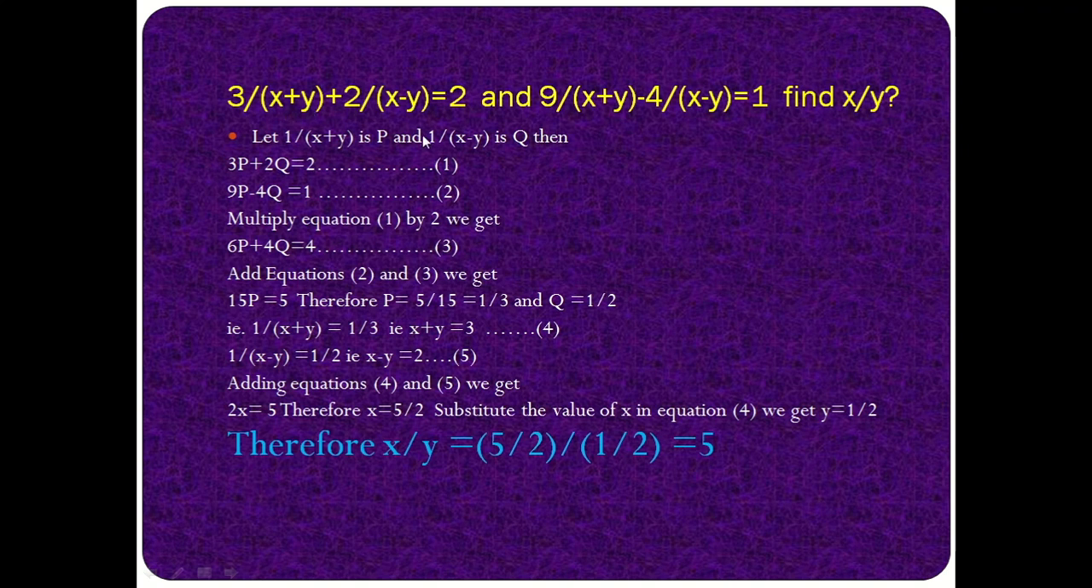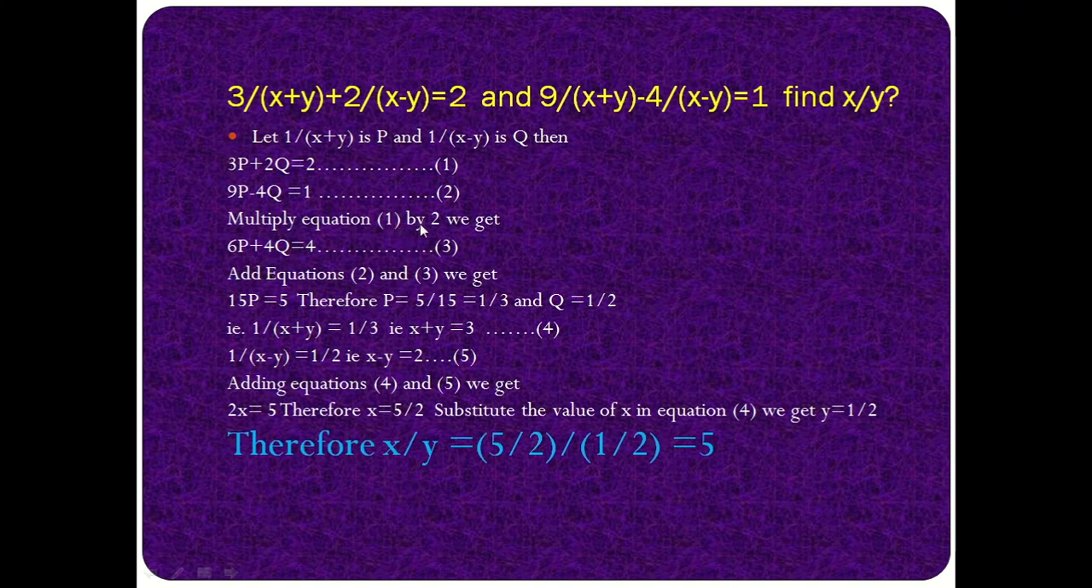Then substitute the value of p and q. So this is 3 into 1 divided by x plus y, that is 3p, plus 2q, 1 divided by x minus y is equal to q. So 3p plus 2q is equal to 2, equation number 1. Here 9p minus 4q is equal to 1. Okay, very simple. We are assuming that 1 divided by x plus y is p. This is 3 into 1 divided by x plus y. This is 2 into 1 divided by x minus y. So you are converting this complex equation into a simple equation by this assumption.